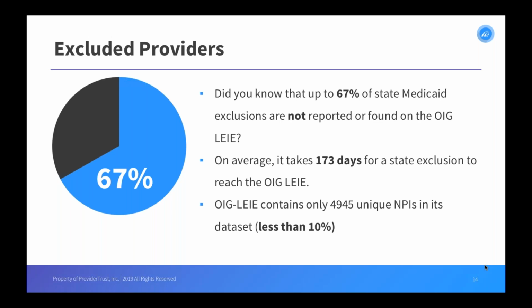Now, also, on average, it takes 173 days for that state exclusion to reach the OIG. That's based on our analysis of all state exclusions, looking to see which of those are reported up to the OIG and what is the average. By law, it's supposed to be 30 days. The Medicaid fraud control units have agreed in order to receive funding to report all actions to the OIG within 30 days, and then the OIG should decide whether to add it to their list. That's not happening. On average, it's actually 173.